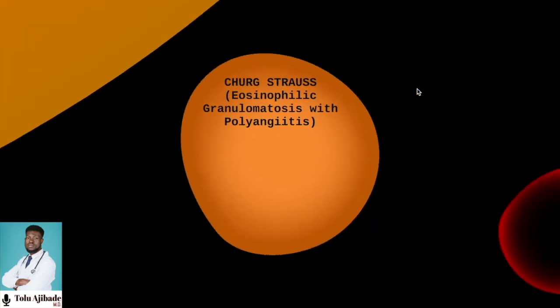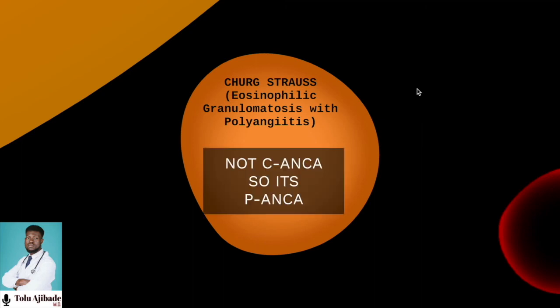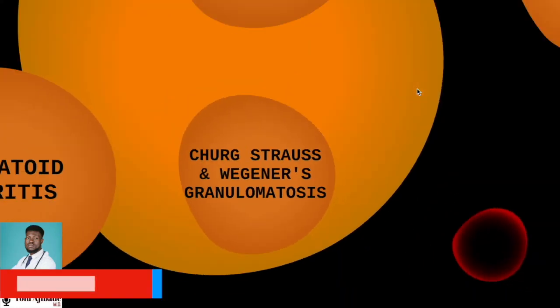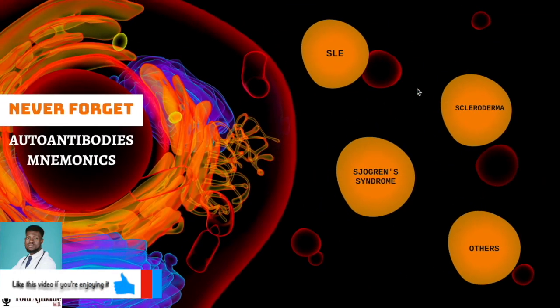Now, for eosinophilic granulomatosis with polyangiitis, also known as Churg-Strauss disease, you should know that it's the granulomatosis that isn't marked by C-ANCA. So if it's not C-ANCA, it's what? It's P-ANCA. So it's that simple, okay? Medicine is easy. We have to make it easy for ourselves, okay? So if it's not C-ANCA, it's P-ANCA. So Wegener's canker, C-ANCA, Churg-Strauss, P-ANCA. Okay, I guess that settles it.